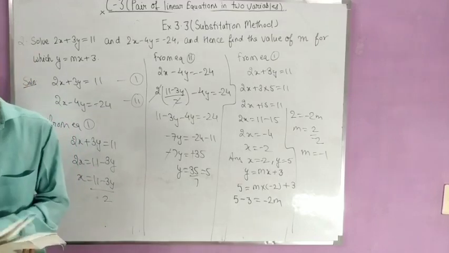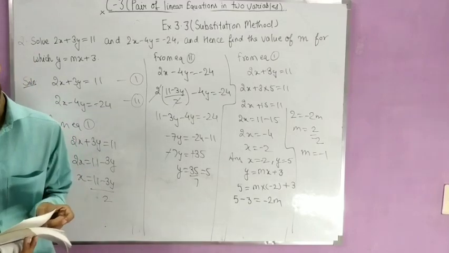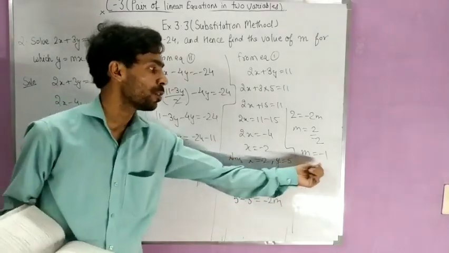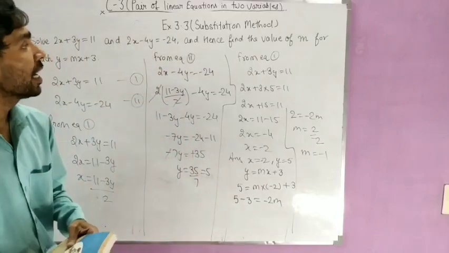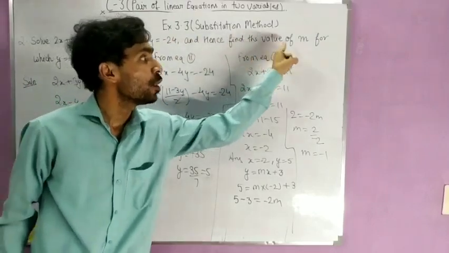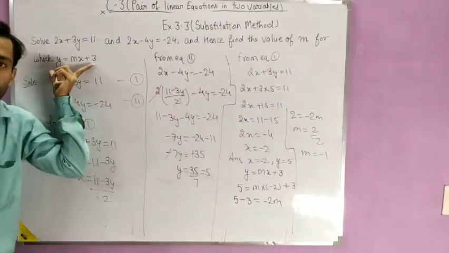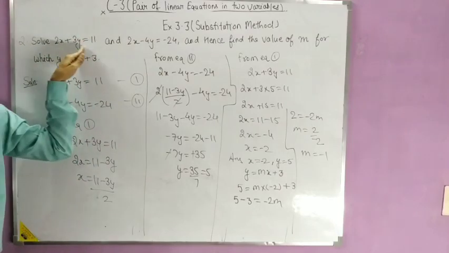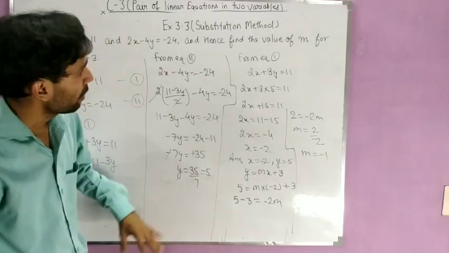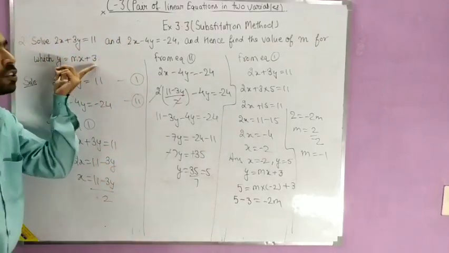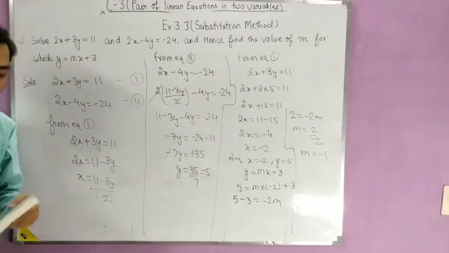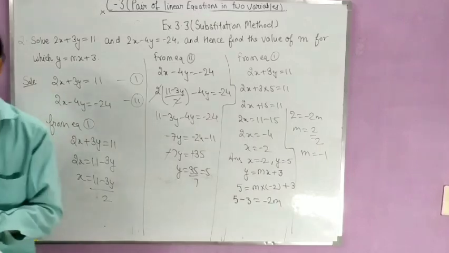Okay, let's check out the answer given in the book. See, the answer is correct: x equal to minus 2, y equal to 5, and m equal to minus 1. See students, why have I calculated the value of m from this equation? Because it is written, find the value of m for this equation. So first you will solve these two equations. After solving them, you will get the value of x and y, and after that you will put the value of x and y in this equation, so that you will get the value of m. So I hope this part you have understood.